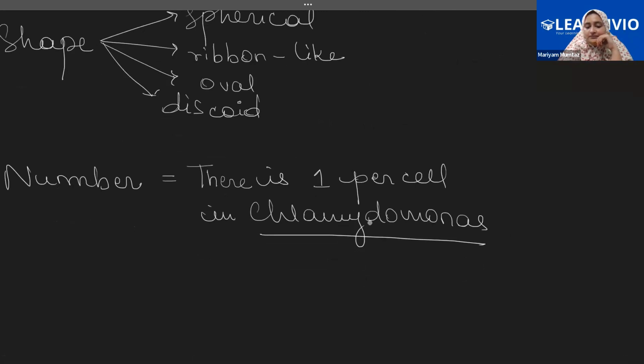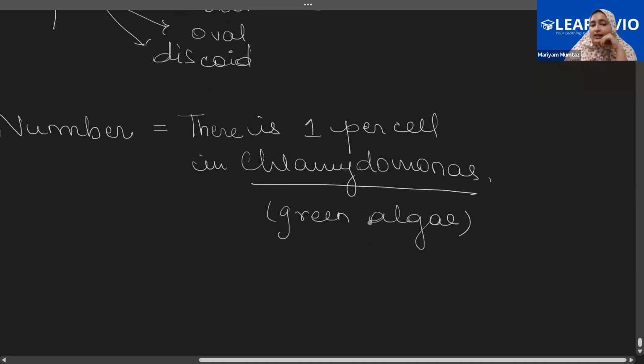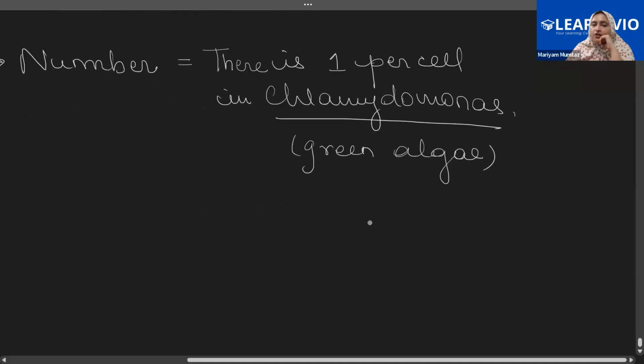Is it a bacteria? No, it's not. What is chlamydomonas? Be specific, because we have studied plant kingdom, right? What is chlamydomonas? This is very bad. Tell me what is chlamydomonas. It's a green algae. It's chlorophyceae. Okay. So it's a green algae, but it is microscopic. It's very tiny. So there is only one chloroplast per cell in the case of chlamydomonas.